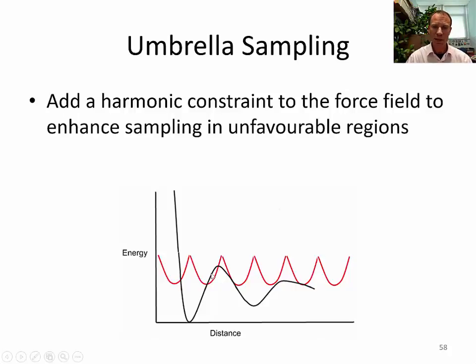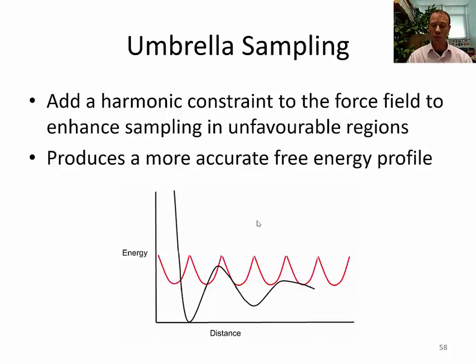In this plot here we've got 1, 2, 3, 4, 5, 6 harmonic constraints which we add in turn. In reality we'll do a lot more than that, so that we can sample each point on the curve sufficiently to get good thermodynamics, to get good convergence of these values.